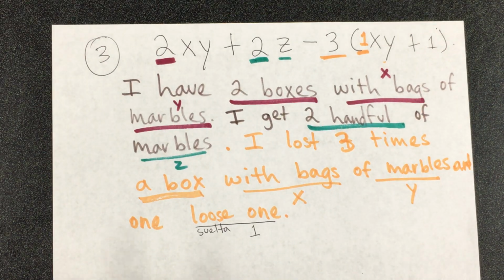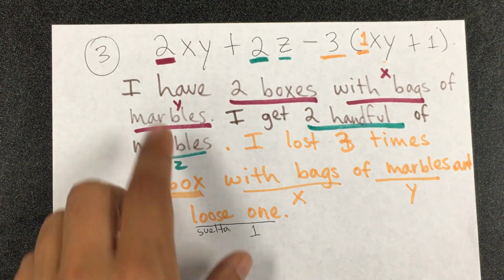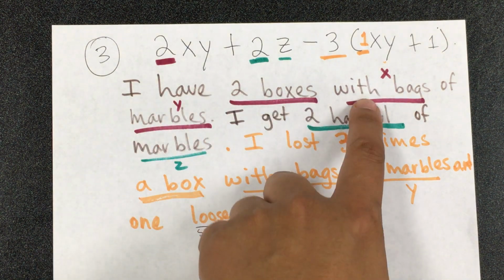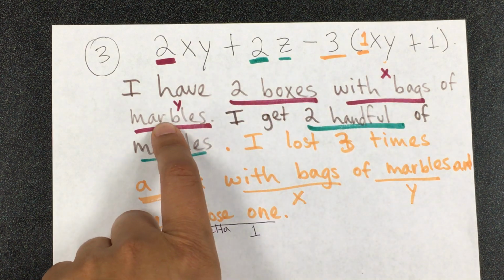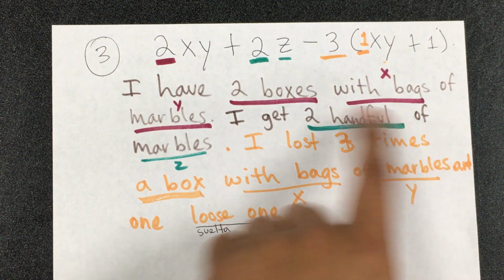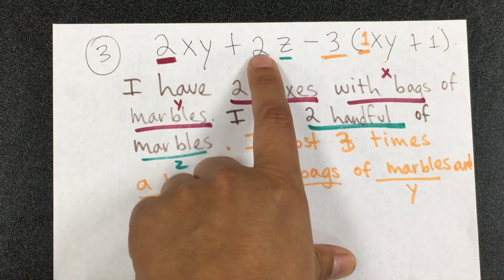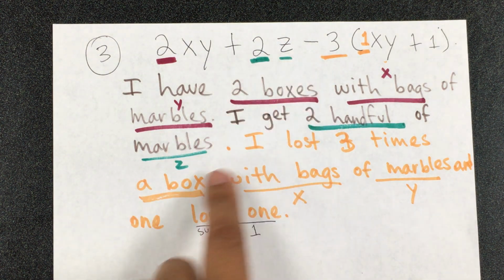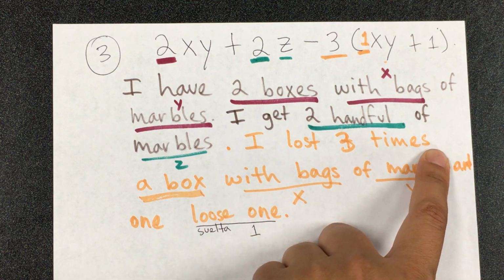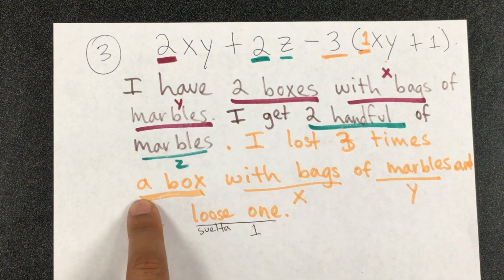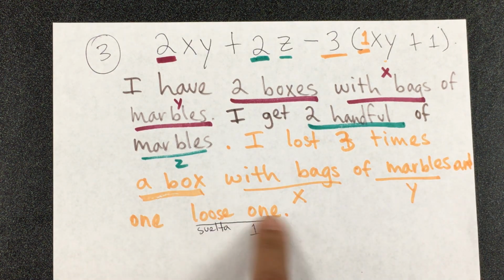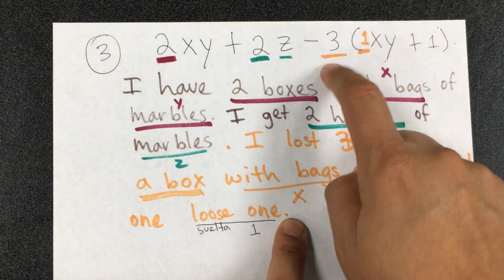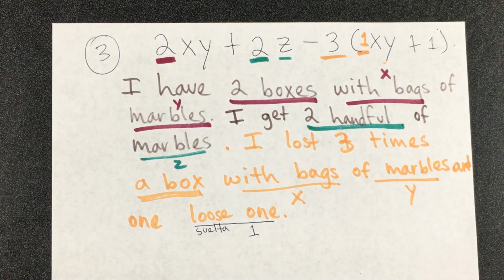Okay, 1 more. So it says, and in here we decided to use different colors. I have 2 boxes with bags of marbles. So very similar, boxes and bags, but now with marbles. I get 2 handfuls of marbles, so plus 2 handfuls of marbles. I lost 3 times, so exactly 3 times I lost the same amount of 1 box with bags of marbles and 1 loose marble. So that's what I lost 3 consecutive times, or 3, okay?